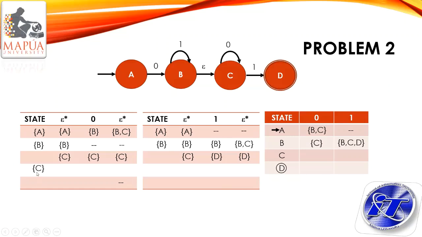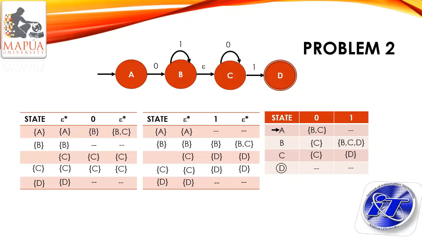Let's go back to C. The closure of C is just C. If it's 0, it loops within itself, and again the closure is still C. If it's 1, it will go to D. The closure of D is just D. How about D at 0? Nowhere to go, same as 0 and 1, since we don't have a specific path for 0 and 1 after D. So therefore, 0 and 1 will just be dash here.